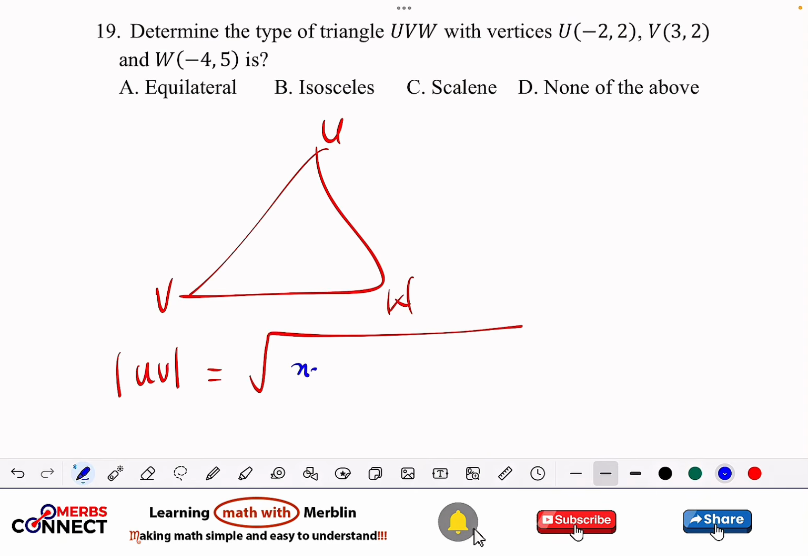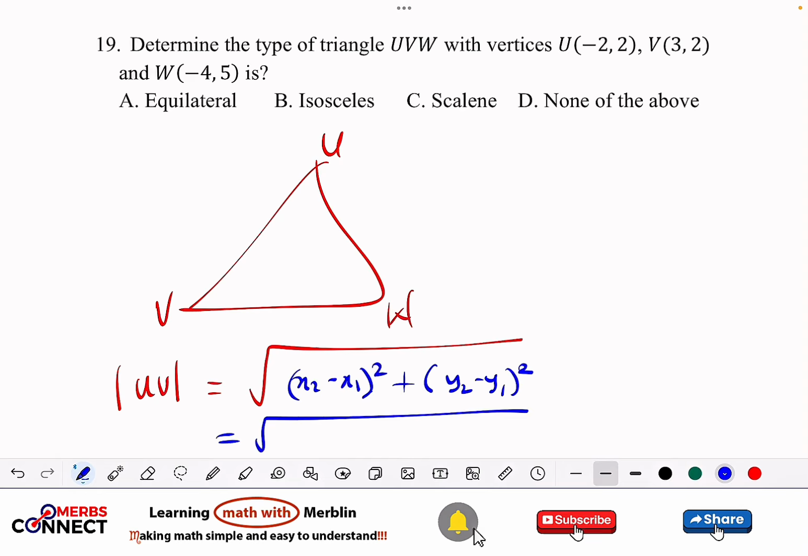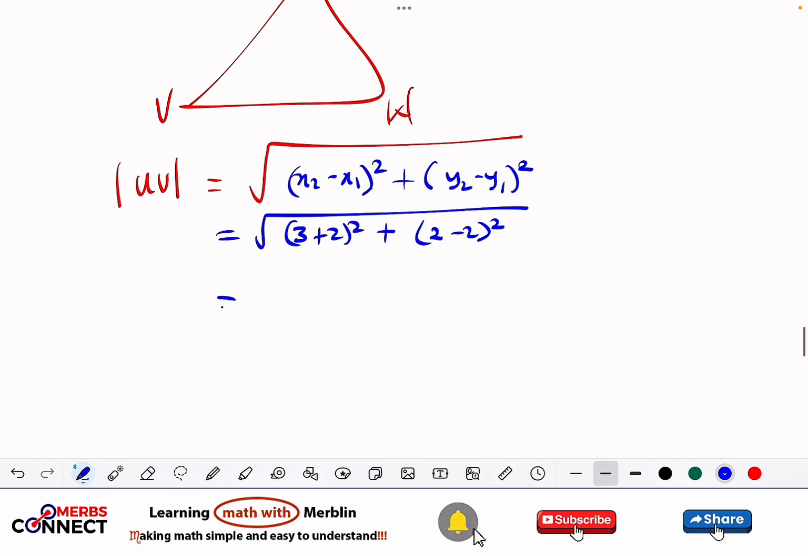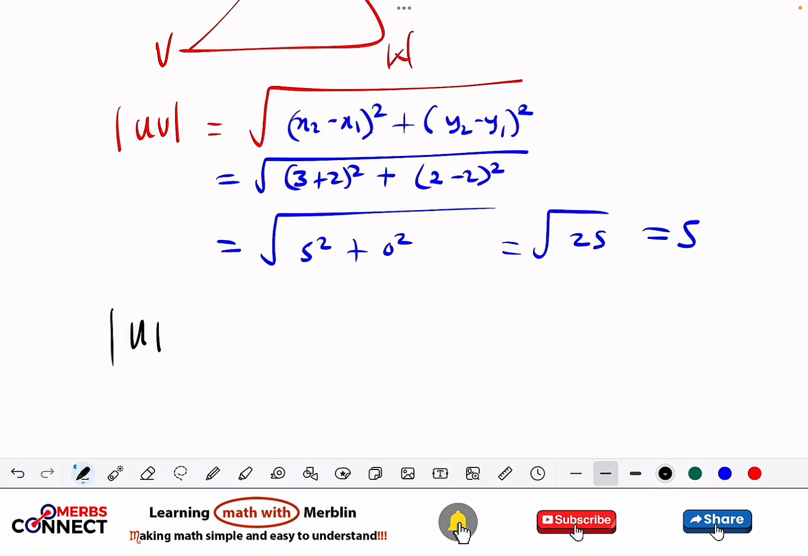So first write the formula: square root of x2 minus x1 all squared plus y2 minus y1 all squared. Then this is going to be square root of, let me use this one as my x2, y2. So I'm going to have 3 plus 2 squared plus 2 minus 2 squared. Is that right? Of course, yes, it's right. So this is going to give us something like 5 squared plus 0 squared, and this is 25, and this is 5. Okay. Now let's look for UW.